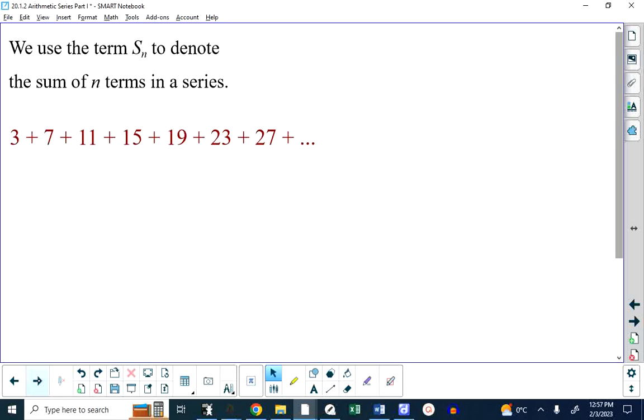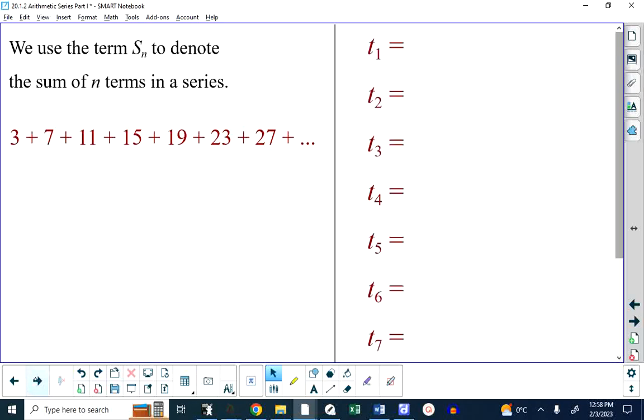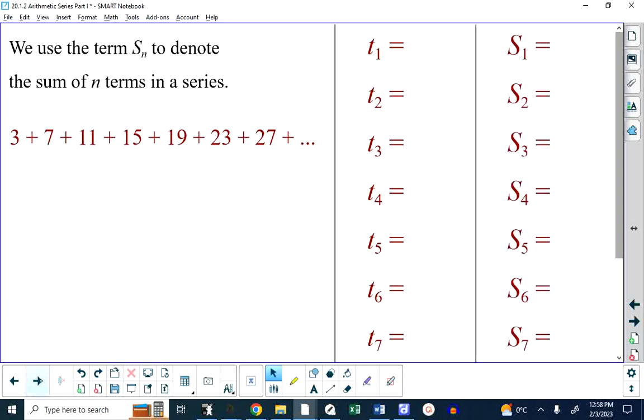Now, even though it's a series, I can still use things like T1, T2, T3, T4. If I said to you, what is T4 of this series, you would look at the fourth term. It's 15. However, S sub n means something different. S1 is different than T1 in meaning. S2 means something different than T2. So to begin with, if I were to ask you, what is T1? T1 is 3. I don't think that's going to break your brain, is it?